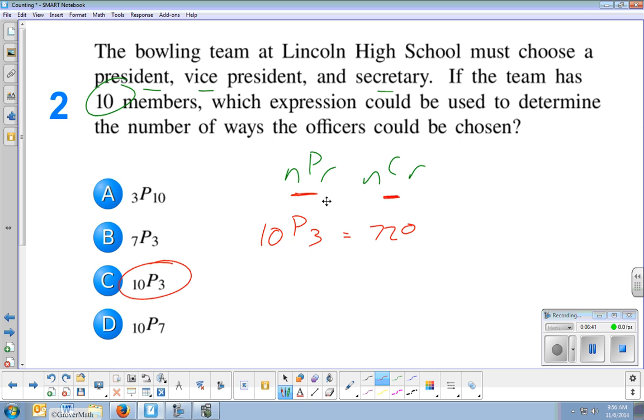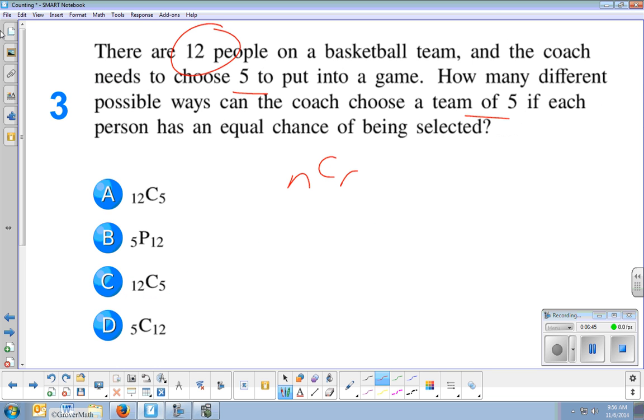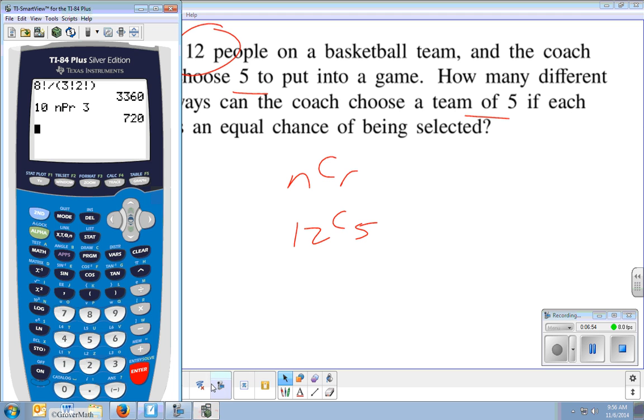Whereas in this problem, it was a president, vice president, secretary. There's a distinction between each selection. Here it's just pick 5 people. They're all going into the game. They're all doing the same thing. That would be 12C5. And done in your calculator just the same way, it's 12.